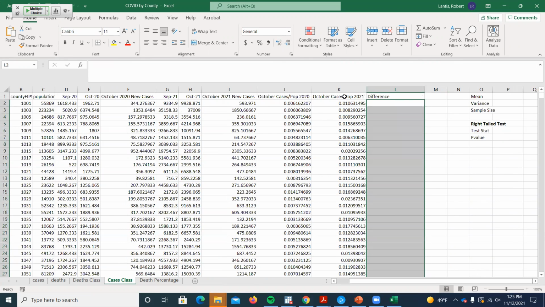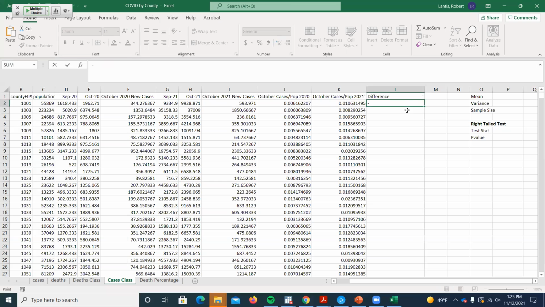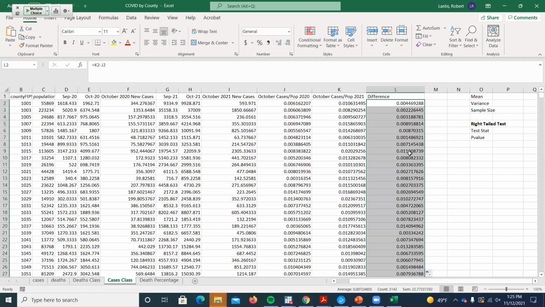If I have the number of cases in 2021 in October, per person or divided by the population, and I had the same thing in 2020, to find that difference, kind of my before and after, I would take 2021 October cases minus 2020 October cases. If I then get this big black plus sign, double left click, it fills it in for every single observation. Okay, it's a nice little shortcut.